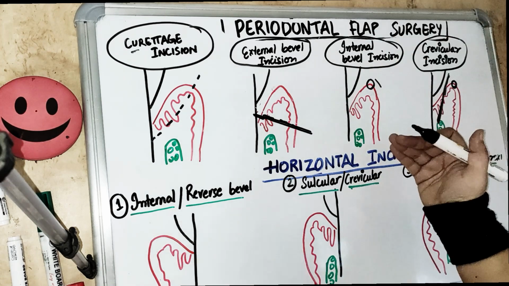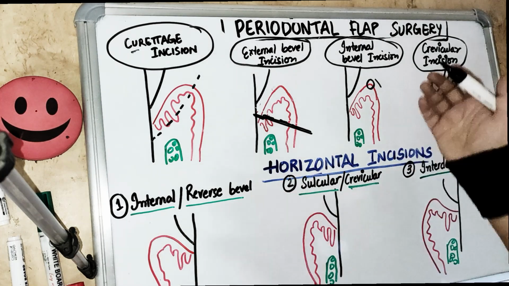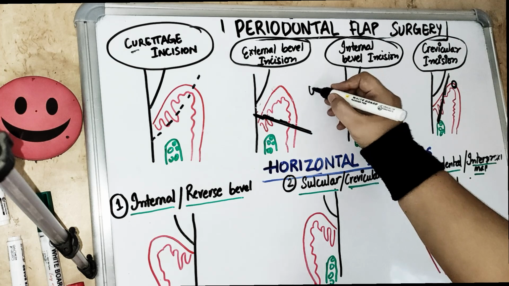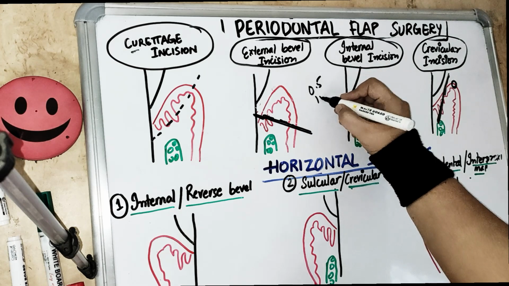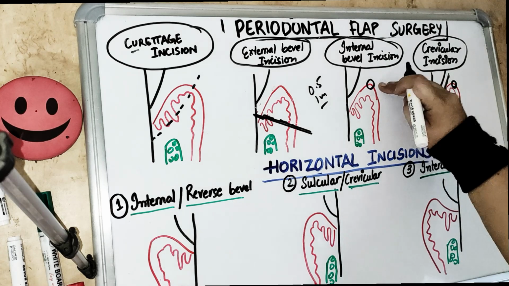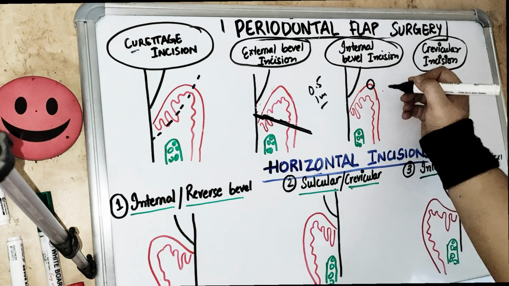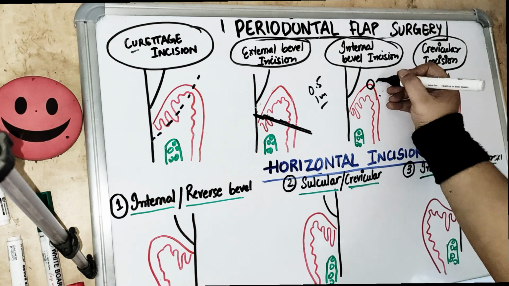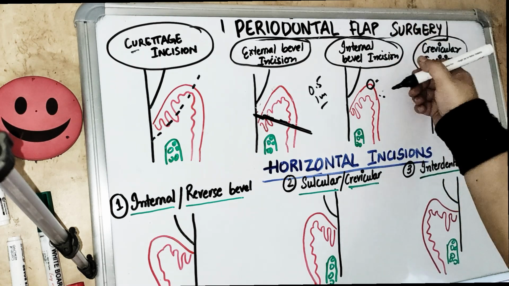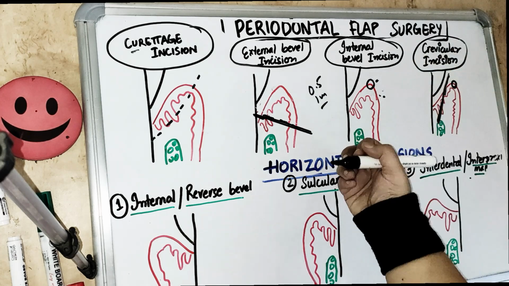Now, for the internal bevel incision we will talk about three kinds of incisions, which we'll also discuss. For 0.5 millimeter we have one, for 1 millimeter we have another, and for 1 to 2 millimeters we have another. If you are not understanding right now, just hold on, you will understand. So 0.5 millimeter to 2 millimeters; somewhere from here to here we are going to put the internal bevel incision, directed toward the crest of the bone.